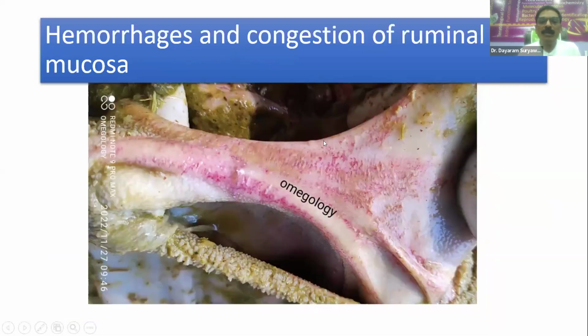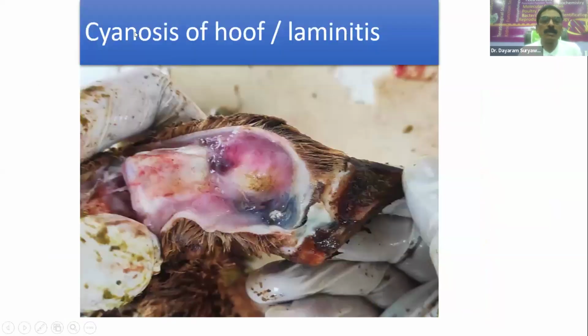Then the ruminal wall will show congestion and hemorrhages. Then cyanosis of the hoof, or laminitis. If you see, this hoof structure has been cut over here, and you can see the clear-cut cyanotic changes in the hoof region. So this is laminitis, the hoof is affected, with cyanotic changes. Edema is there. You can see the watery fluid accumulated over here.